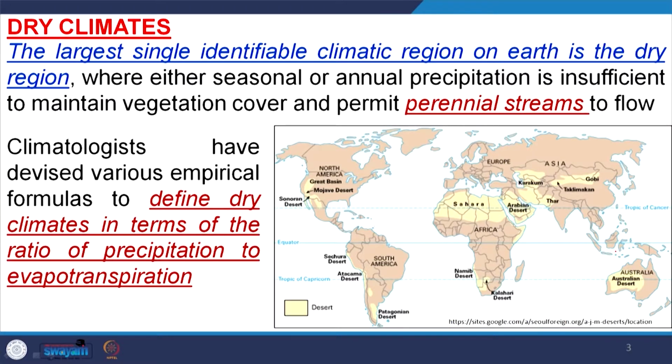So, the climatologists have devised various empirical formulas to define the dry climate. According to them, the dry climate is defined in terms of the ratio of precipitation and evapotranspiration. So, that means two terminologies: one is precipitation, another is evapotranspiration. If precipitation is more than evapotranspiration, it is a humid region, and if the reverse is true, these regions are termed arid regions. So, the ratio of these two defines whether we will say it is a dry climate or arid region, or it is a humid region.